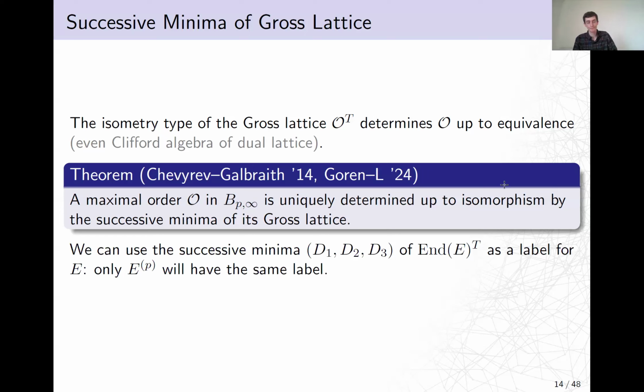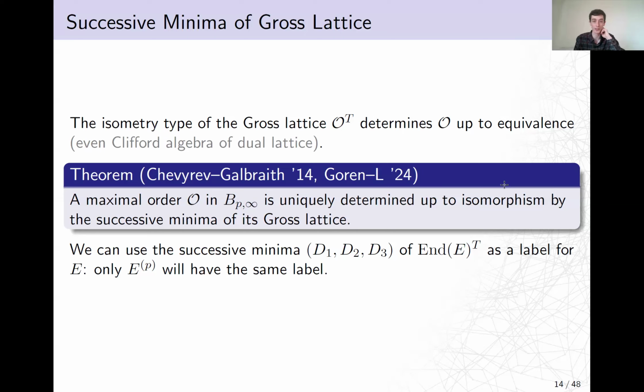This is an important point. What this means is that given an elliptic curve, a supersingular elliptic curve, we can take its endomorphism ring and its corresponding gross lattice and compute the 3 successive minima. So this gives us a sequence of 3 integers. And this gives us a label for the elliptic curve. And it's almost unique. The only 2 elliptic curves that will have the same label are if there are 2 elliptic curves that are Frobenius conjugate to each other. Up to that, every elliptic curve will have a distinct label.